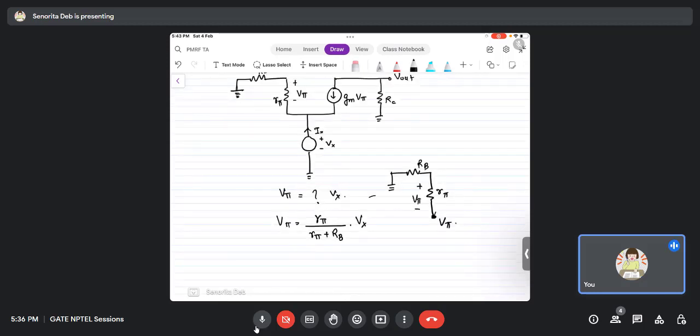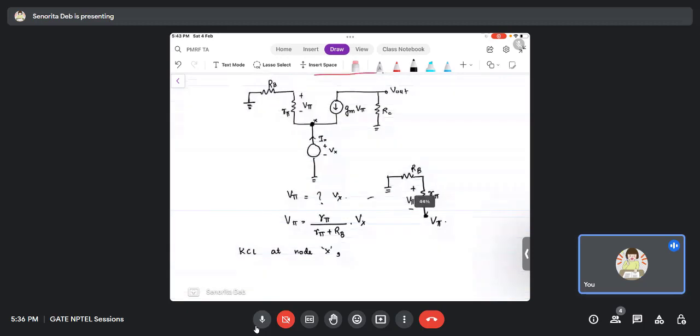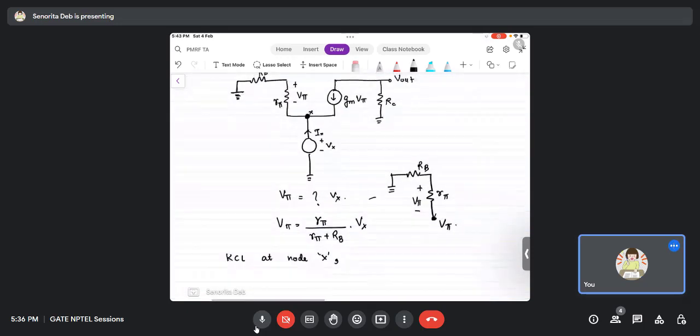After that, put the KCL at the input node. Okay, put a KCL here, and KCL at node X. Let me write this node X and just write the equation. Then I will write it and you can cross check.